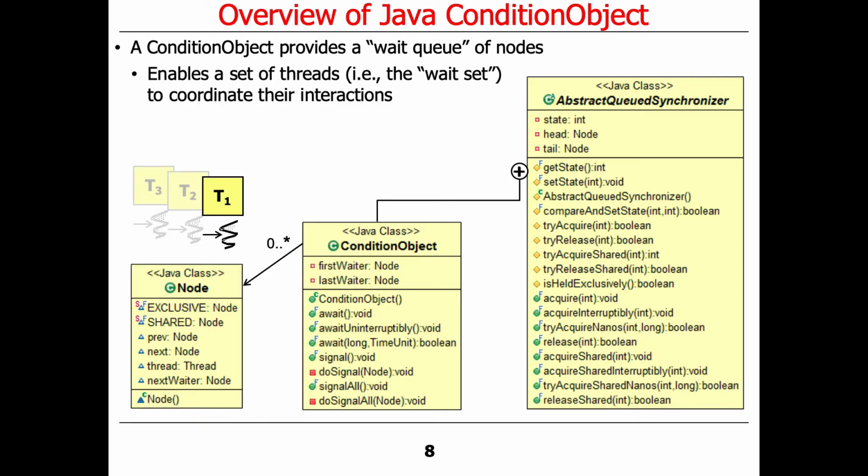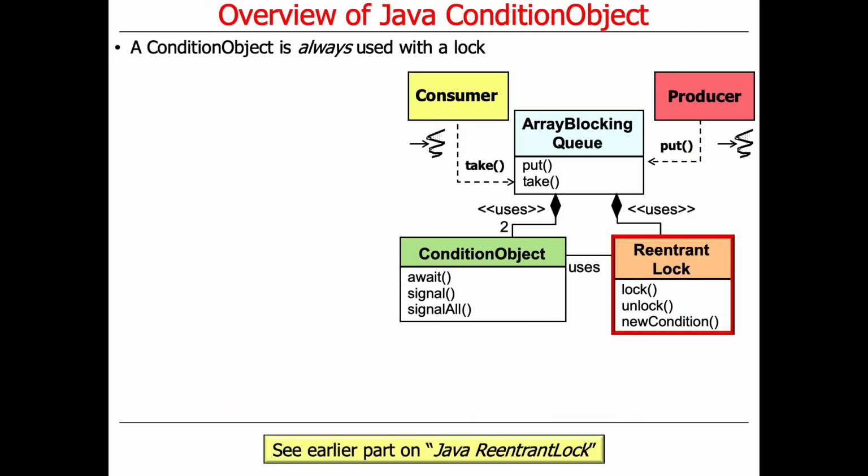So the set of threads, which is the wait set, use this to coordinate their interactions. And they do that by selecting the order and the conditions under which they run. If you think back to our discussion about coordination, we talked about coordination being focused on having threads run at the right time, under the right conditions, and in the right order. So that's what this type of synchronizer is all about. It's about coordinating the interactions of the threads, in conjunction, of course, with a mutex for mutual exclusion.